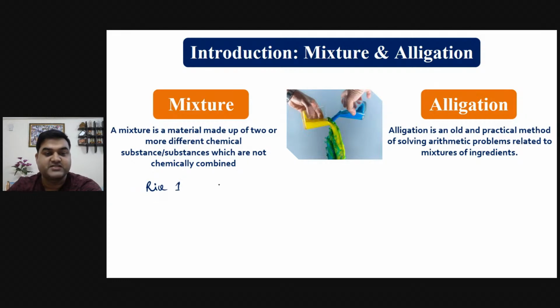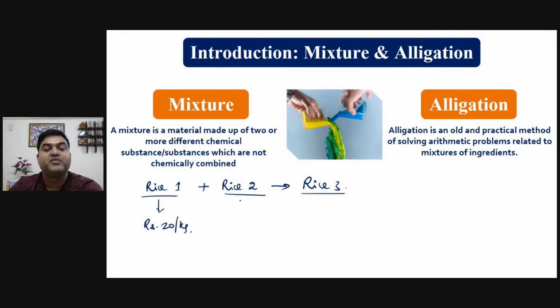This is one quality of rice, and there is another quality of rice 2. These two are mixed together and we get rice 3 out of that, right? Rice 3 out of that. So suppose the price of rice 1 was rupees 20 a kg, and rice 2, the cost of that was rupees 30 a kg.